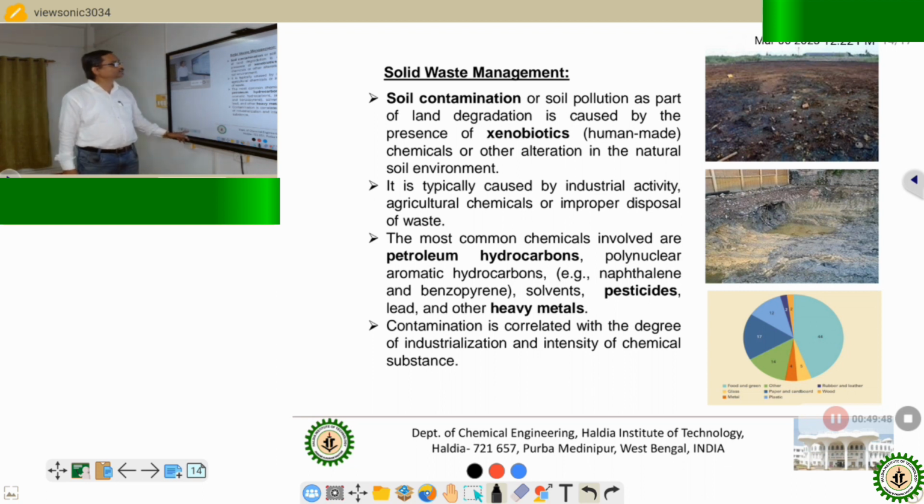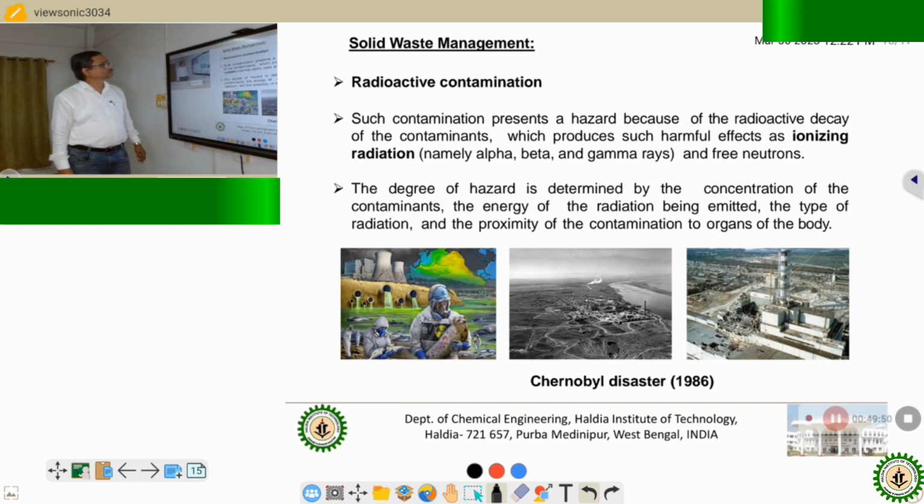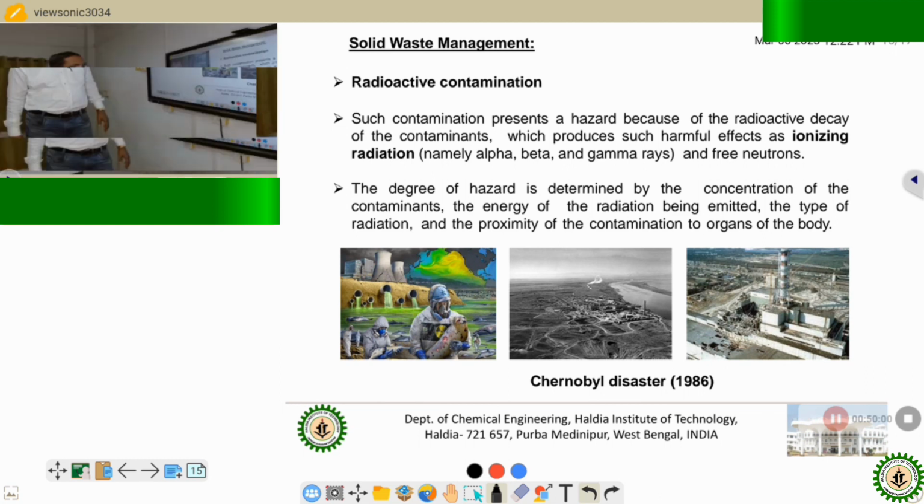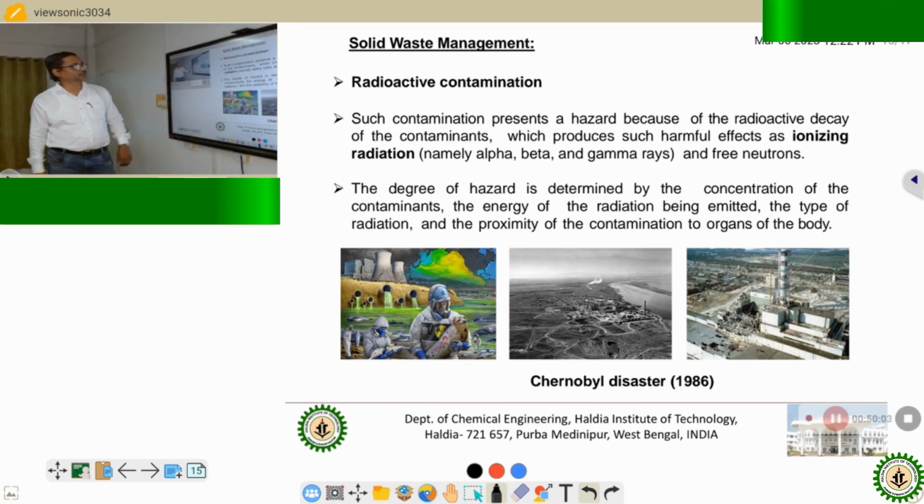pollution. In solid waste management, there is also radioactive contamination, which is very dangerous, but we cannot find it everywhere, only in very localized areas where an atomic power plant or nuclear plant is there. In that case, radioactive contamination of the soil may be found. That radioactive radiation is, as you know, very harmful for our body, as it produces alpha, beta and gamma rays.